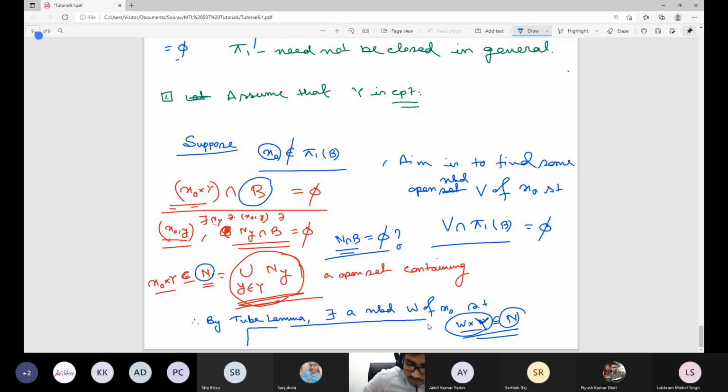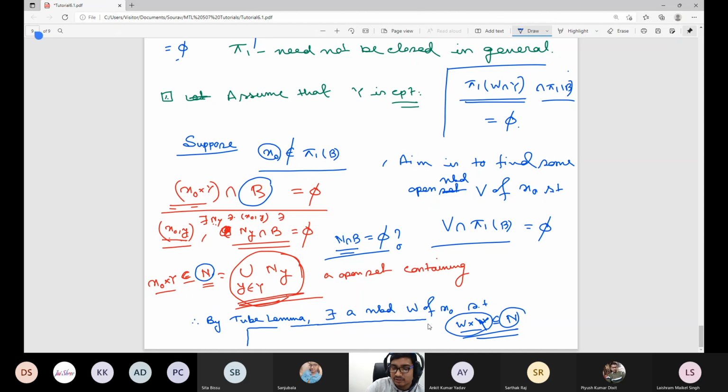What can we say now? What if we take pi 1 of W cross Y intersection pi 1 of B, what happens? This is empty. Yes, this is empty. Sorry, it is W cross Y. Because W cross Y is a subset of N and B intersection N is empty. So if you take the pi 1, then pi 1 of this intersection pi 1 of B is empty.